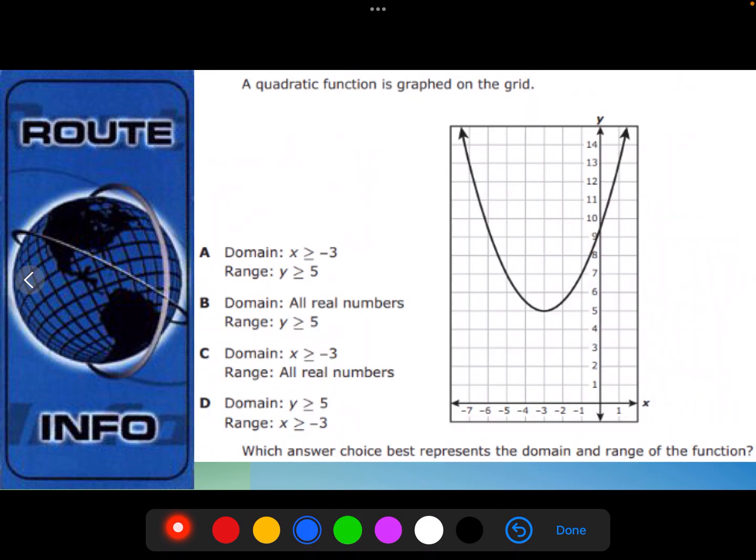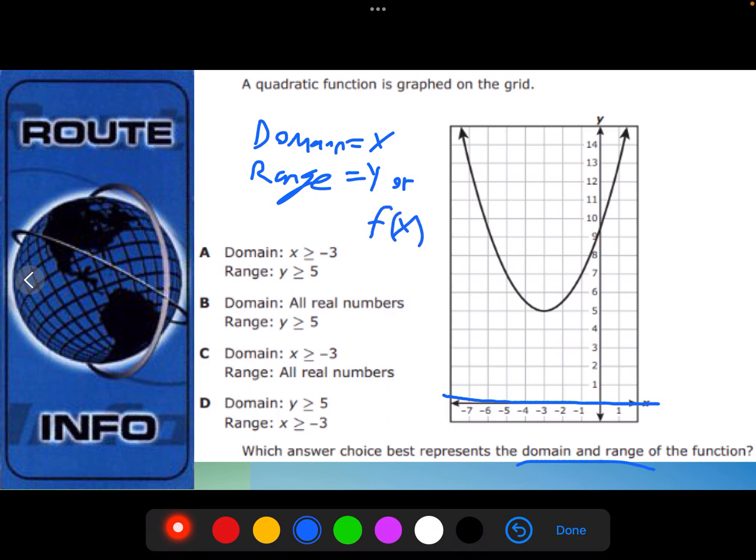All right, next one. A quadratic is shown on the grid. It wants the domain and the range. So real quick, domain is from left to right. Before we do that, remember domain is x, range is y, or f of x. Let's see if we can eliminate any answers. A says x is domain, range is y. This one is possible. This one says domain is all real numbers, range is y. That's possible. The next one says domain is x, range is all real numbers. That's possible. This one says domain is y. No, that's backwards. So I at least could eliminate one answer choice here.